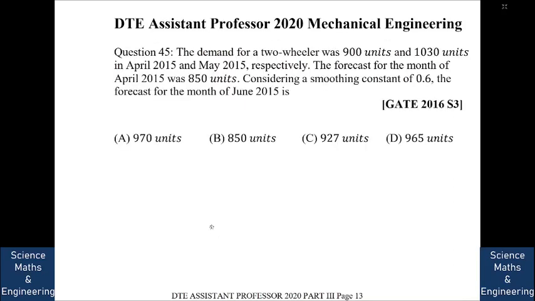Next, the demand of a two-wheeler was 900 units and 1030 units in April 2015 and May 2015 respectively. The forecast for the month of April 2015 was 850 units. Considering a smoothing constant of 0.6, the forecast for the month of June is, so this is a forecasting problem.